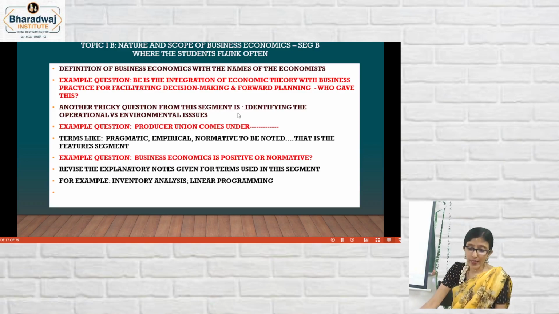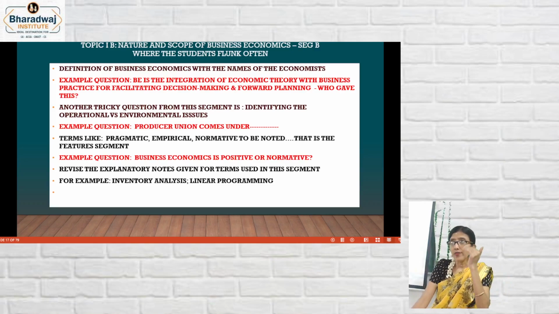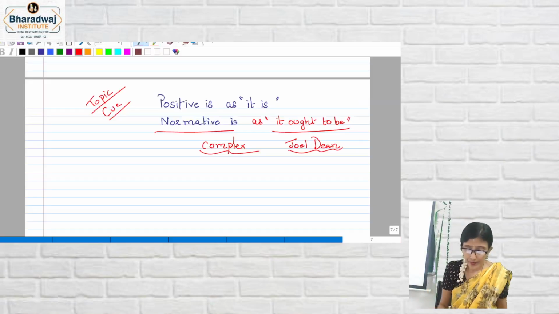You can think and try. Another tricky question, this is an example question, is identifying operational issues versus environmental issues. My dear students, an operational issue is nothing but micro. An environmental issue is macro. Once I remember they gave micro and macro only, and in the options they gave environmental and operational issues. A student said, ma'am, they did not give the options correctly. So please remember, an operational issue is micro. You may forget it, please note it.